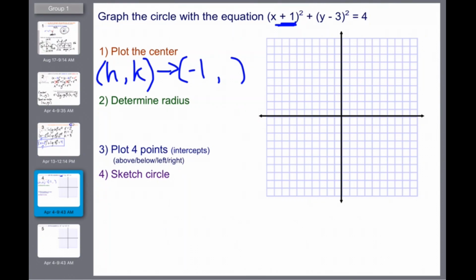All right, next we have our k value. Our k value is attached to our y. We have -3, so that means our k value is 3. So our point is (-1, 3). If we find that on our diagram, that's going to be about right there. All right, first part done. We have plotted our center.